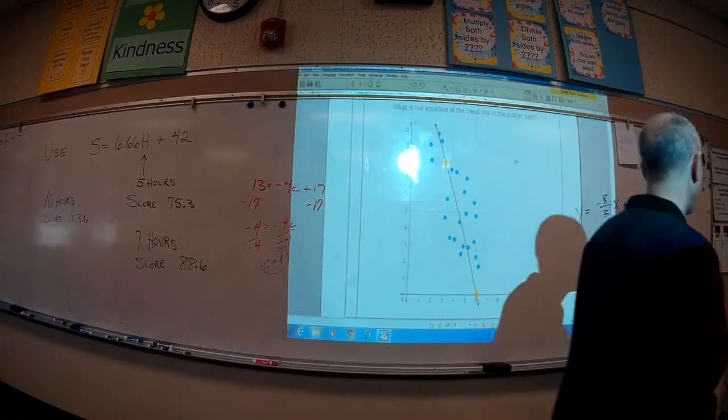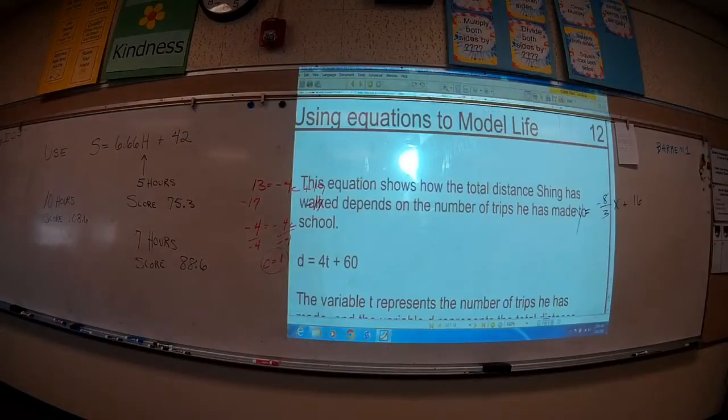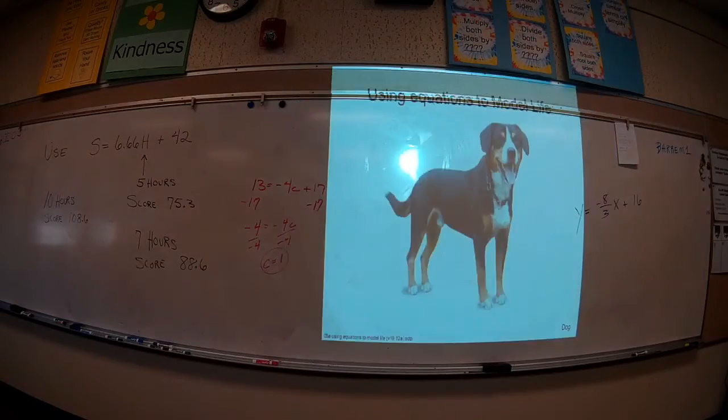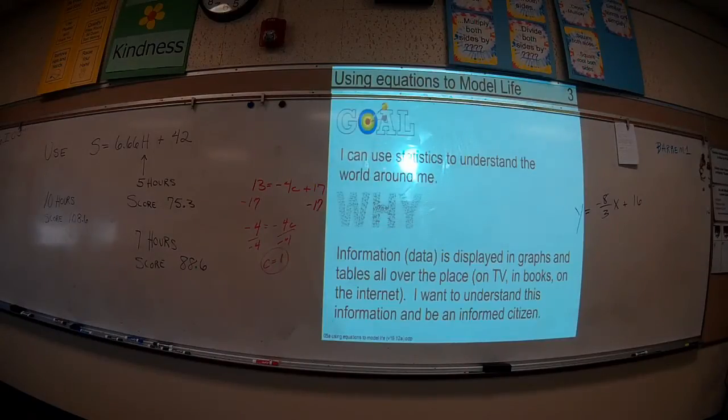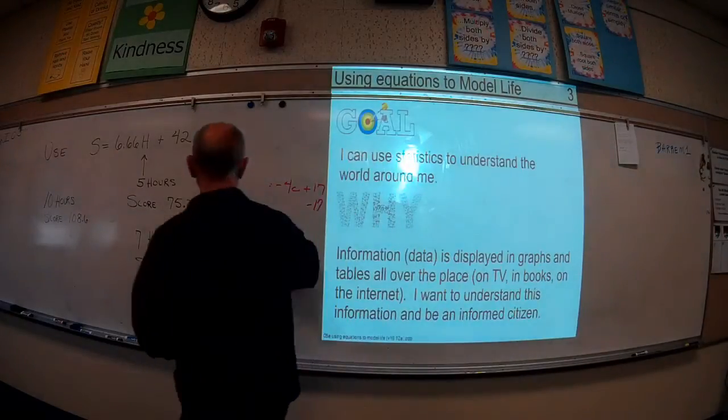What are we talking about? We're talking about using equations. What's the lesson here? Using equations to model life. Now, what is the learning goal, Andrew? I can use statistics to understand the world around me.